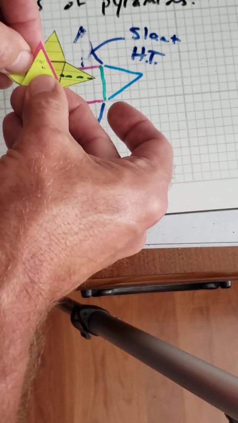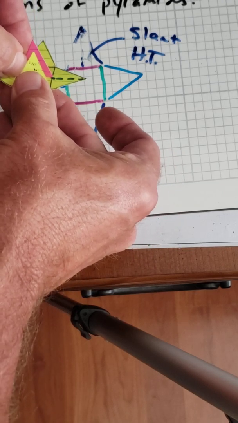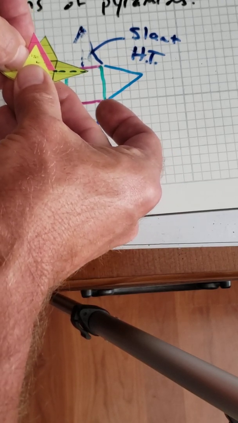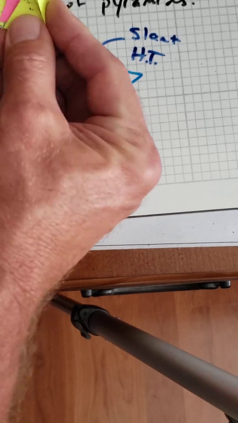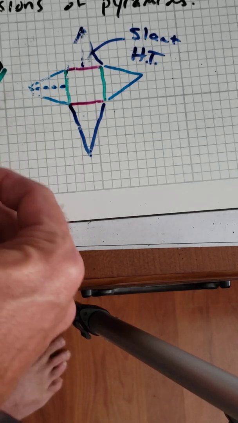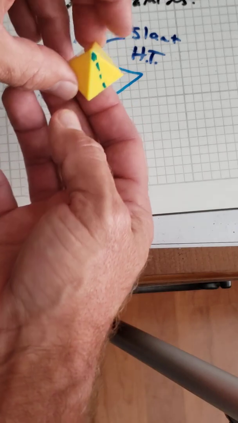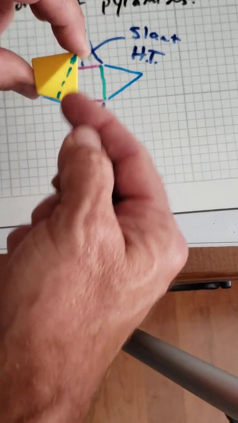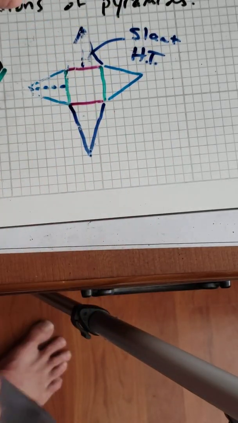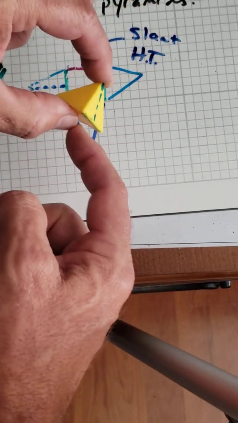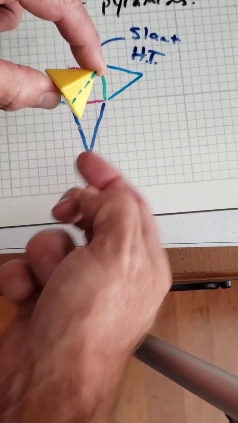You can see that the pink triangle is quite a bit taller than the yellow triangle is. If I close them all the way in, that's still the case. So what that means is that the slant height is not the same as the actual height of my pyramid. The slant height is going to be a little bit longer than the height from my finger to my thumb.